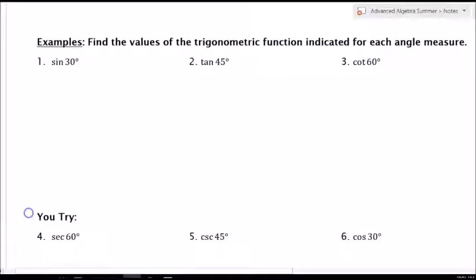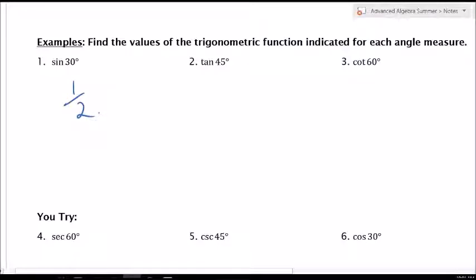So sine 30, when we look at our unit circle, 30 is in order of cosine, comma, sine, so alphabetical. So at 30 degrees, we have the coordinate of square root of 3 over 2, comma, 1/2. So sine of 30 is just 1/2.